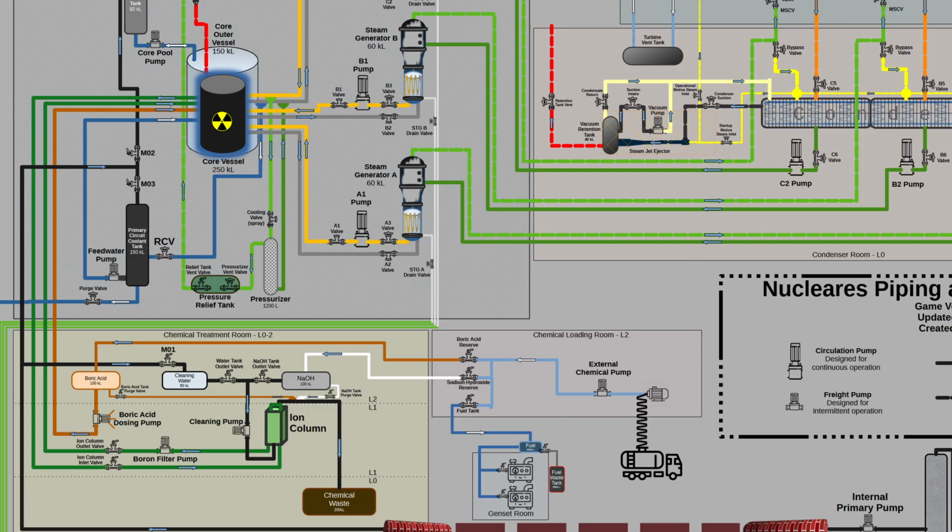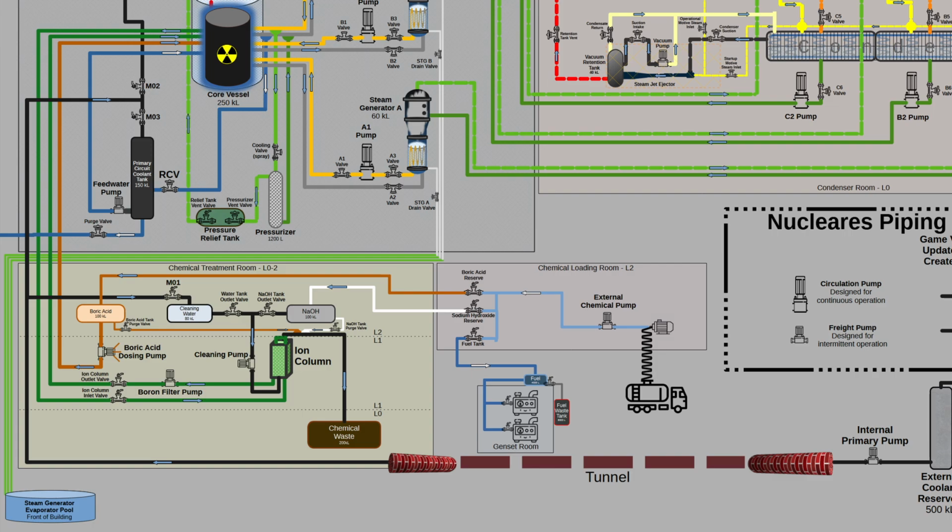Then we have an orange kind of path here that goes from the chemical loading room, so the boric acid reserve, all the way up through into the chemical treatment room and down to the boric acid tank. Then it comes through the boric acid dosing pump and works its way into the core vessel.